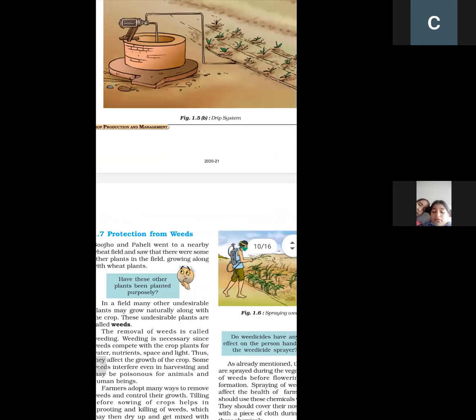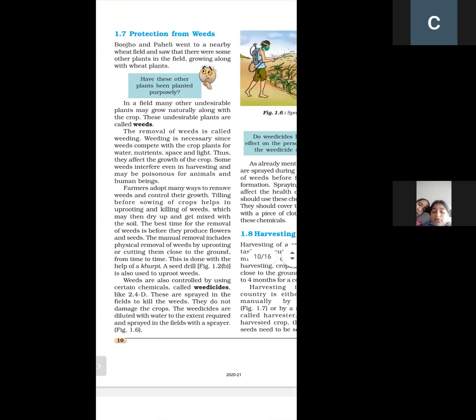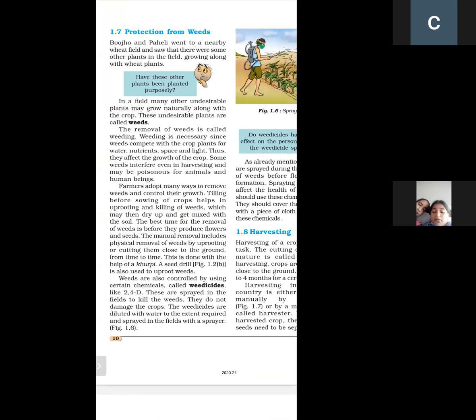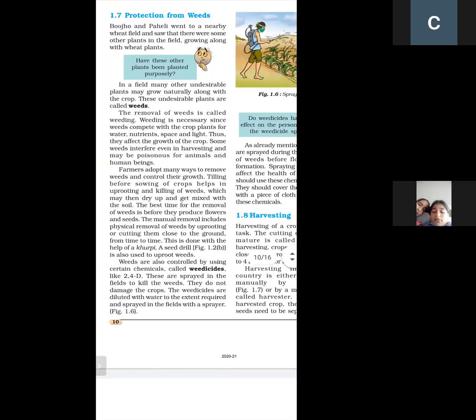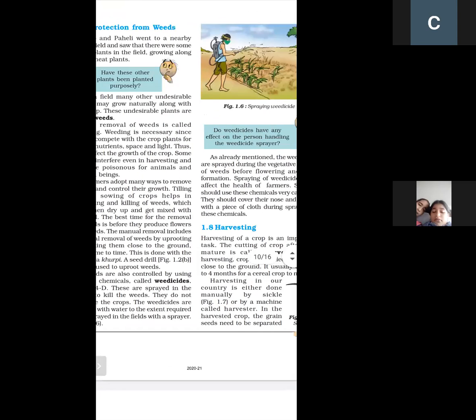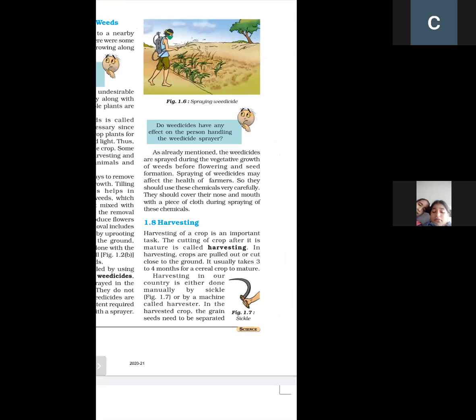Next, what are weeds? The undesirable plants growing with the crop are called weeds. We have to remove the weeds, because if weeds grow with the crop, overcrowding increases. Weeds can be removed with two methods. First, we can use a khurpi, or we can use certain chemicals, which are called weedicides. An example of a weedicide is 2,4-D.